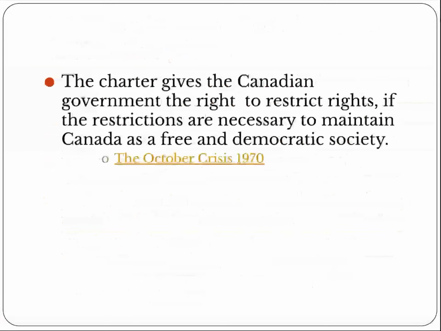The Charter also gives the Canadian government the right to restrict rights if those restrictions are necessary to maintain Canada as a free and democratic society. We are seeing that right now, actually, with the COVID crisis. Both the provincial and the federal government have enacted some things that give them a little more power than they normally would have to try and protect our free and democratic society.